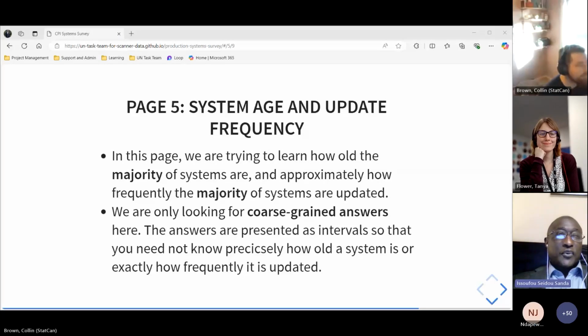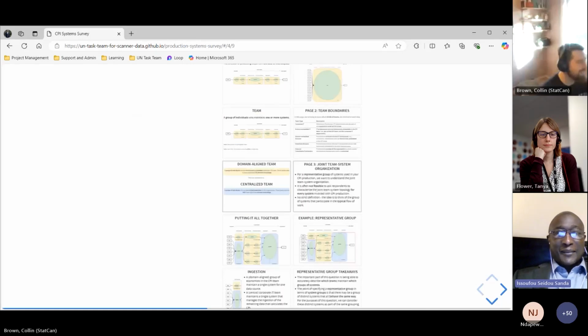Yes, it's Isufu. Good afternoon. So it looks very interesting. I'm from UNECA also, so I'm seeing a good opportunity here. But what I am seeing is that the language is a little far from what we are used to as statisticians. I think it's more systems language here.